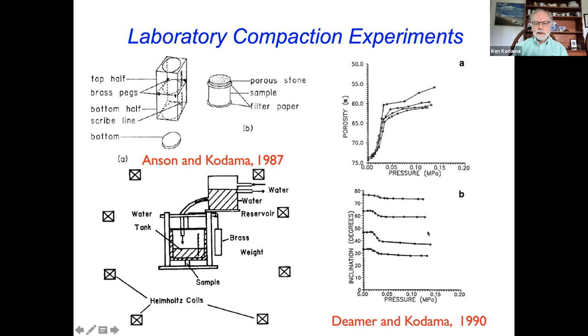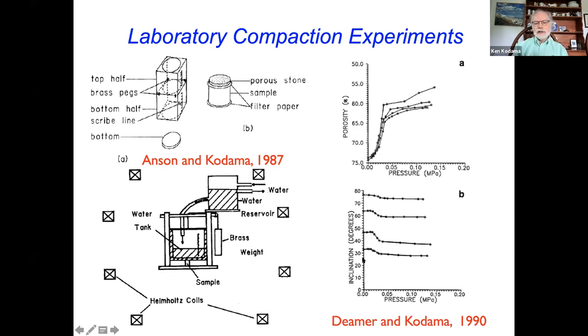A student of mine, Gay Diemer, worked on this too using the same device. And what I want to show you in these laboratory compaction experiments that we did is that the inclination shallowing is a product of the development of the fabric of the sample as the sample is compacted. What we see here in the upper right is the change of porosity with increasing pressure. And you can see this very characteristic behavior, which other people working on compaction of sediments saw: at low pressures, you see a rapid decrease in porosity, and then there's a break in slope, and then a very slow decrease in porosity.